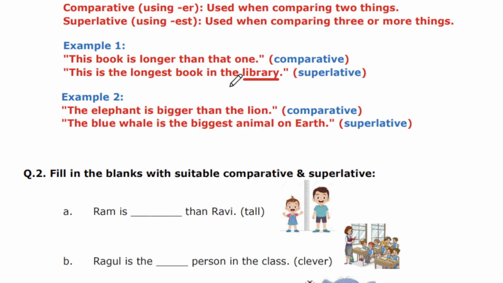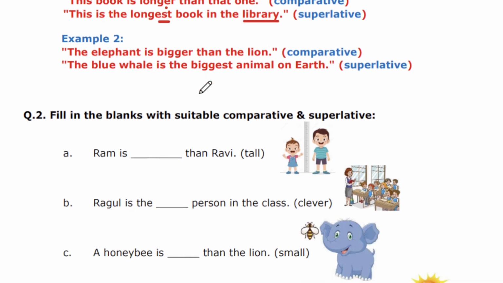Okay, so in the library there will be more than, I don't know how many books will be there, but it is like more than two books. So this book is the longest book in the library. So ER is used for comparing two things and EST is used for comparing three or more things.